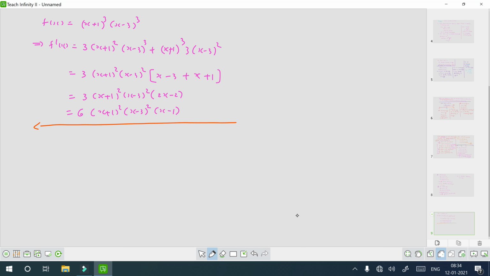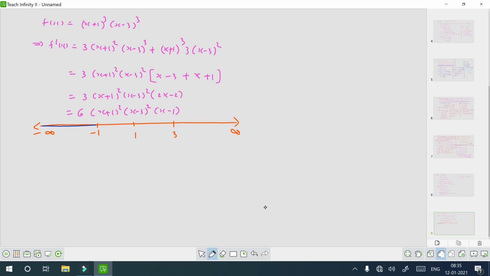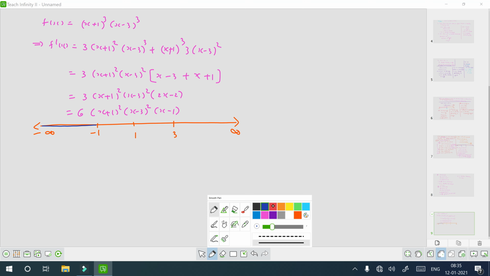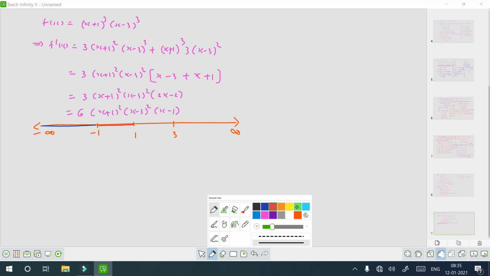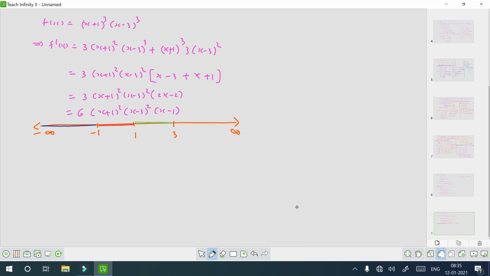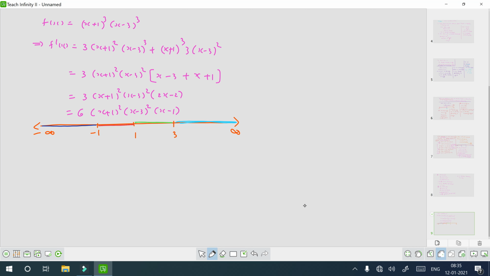Draw a real line where it is 0: at minus 1, at 1, at 3. So from minus infinity to infinity, how many parts are here? So this example is important. Minus infinity to minus 1. Second one, minus 1 to 1. Third one, 1 to 3. Fourth one, 3 to infinity. So let us see one by one.